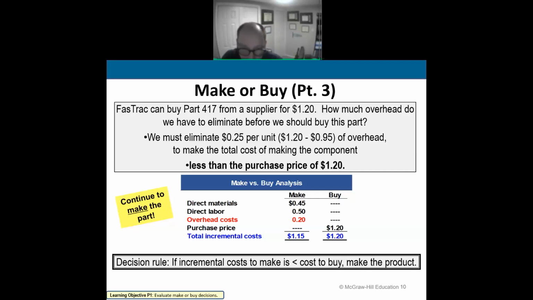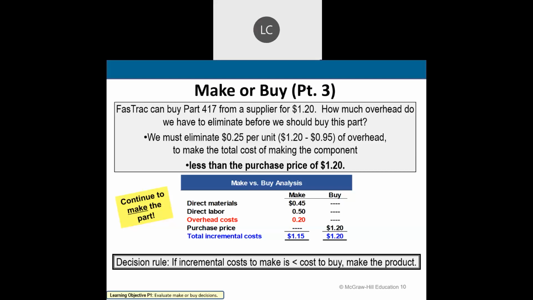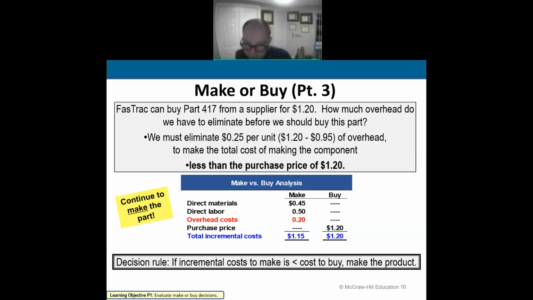45 cents materials, 50 cents labor, 20 cents overhead, $1.15 to make, or do we buy it at $1.20? I want to say make. To make, yeah, absolutely. I say make too. And the simple reason, of course, is it costs me less to make it than it does to buy it.